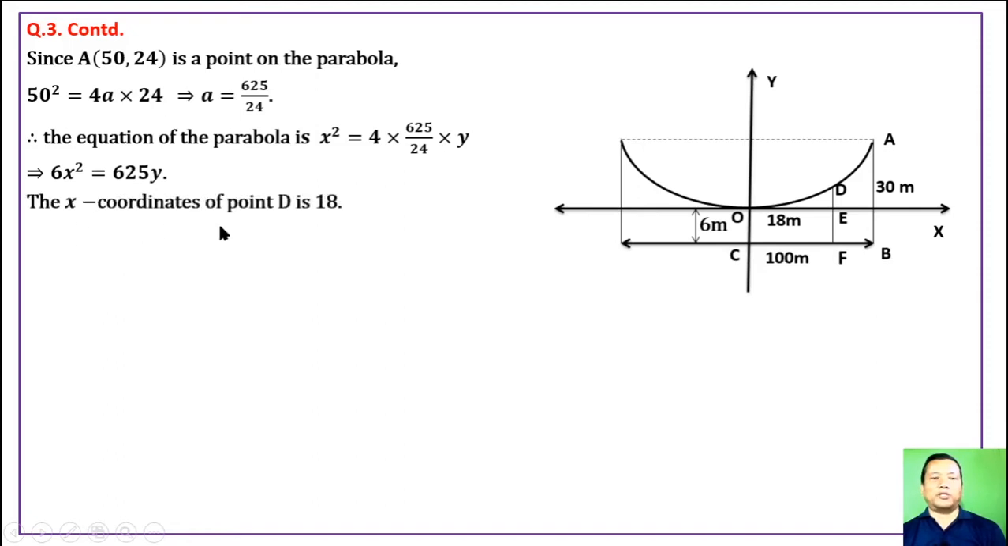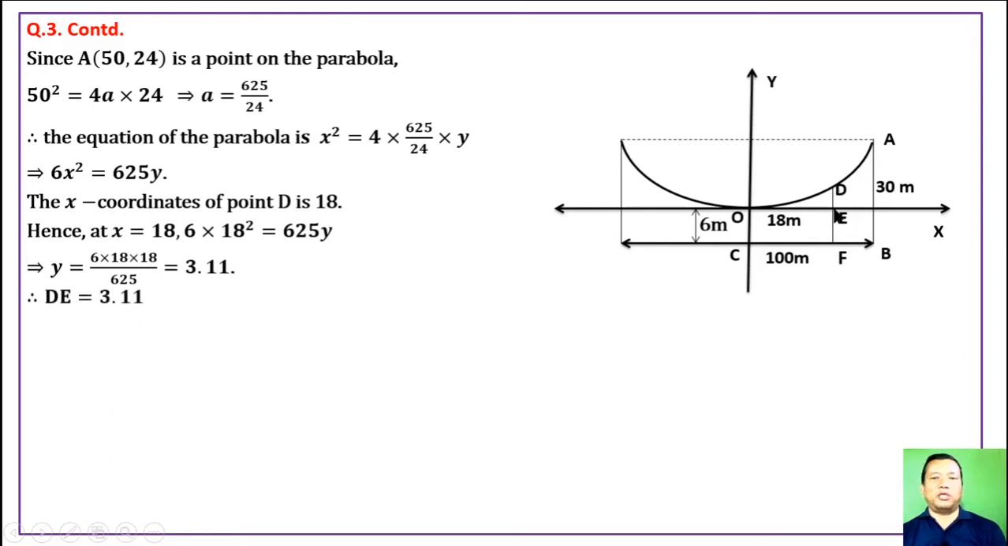The x coordinate of point D is 18. Hence, at x equal to 18, we get this, from which we have y equal to 3.11. Therefore, DE is 3.11. Also, EF is equal to OC, which is equal to 6 meter.